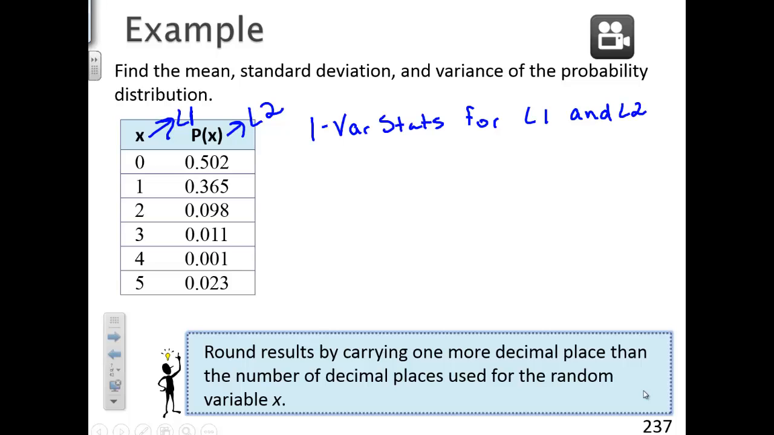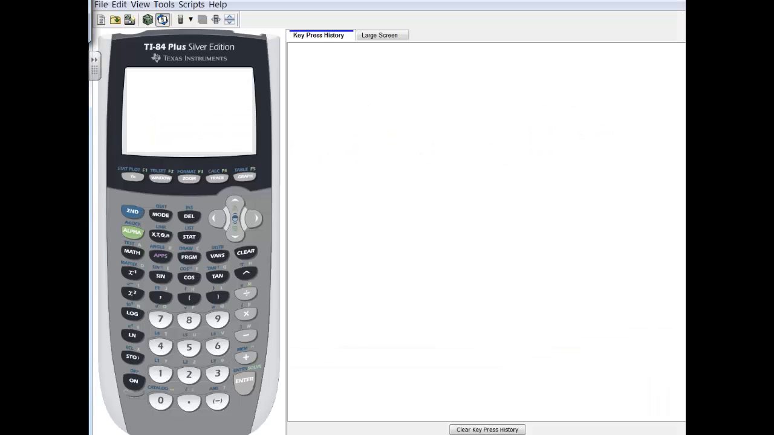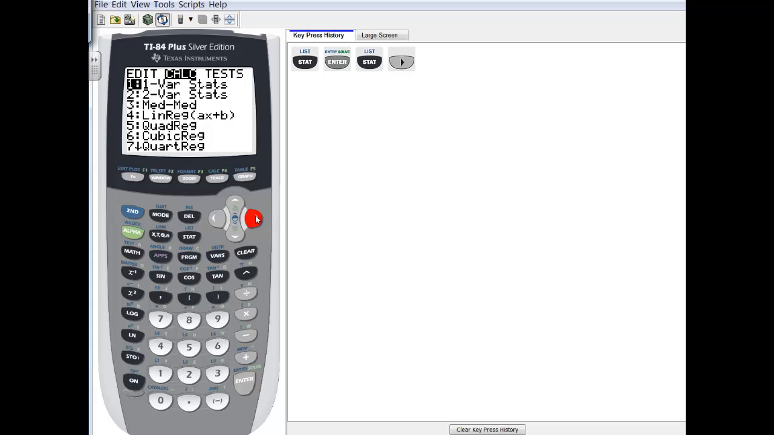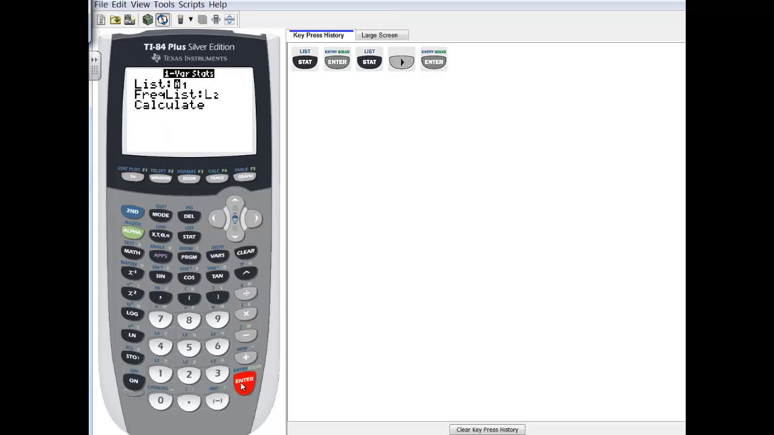It's been a while since we've used that function, so let's go to our calculator. To enter those in L1 and L2, press Stat and then select Edit. I've already entered them, but take the time now to enter them in L1 and L2. Pause the video if you need to. Don't forget to double check and make sure they are correct. Now, to run your one variable stats, press Stat, page over to Calc, and press Enter. Remember, we need L1 to be in the list option and L2 to be in the frequency list option. Page down to Calculate and press Enter.